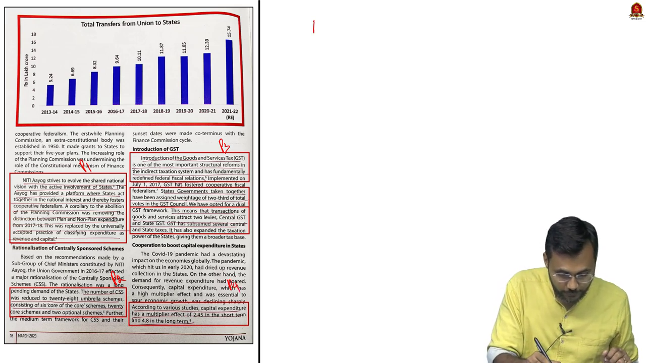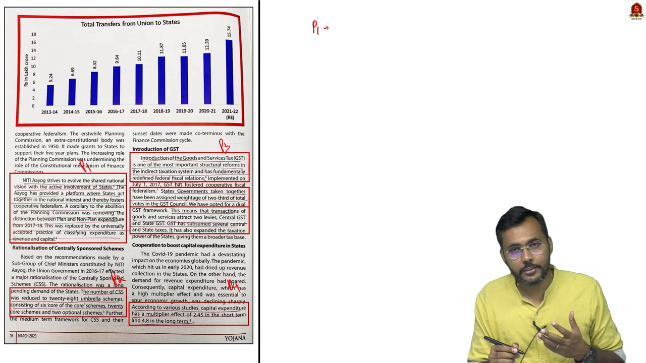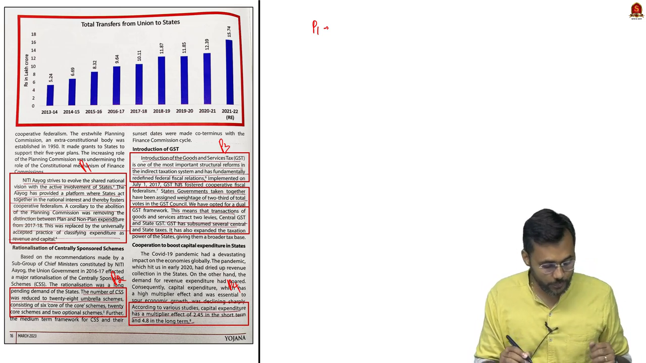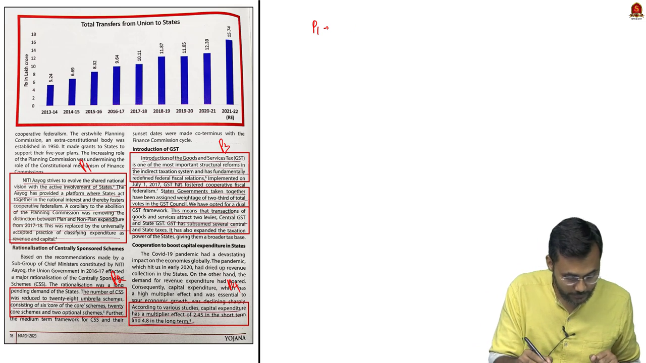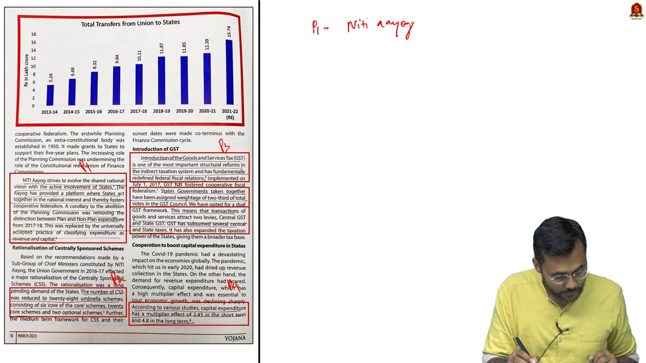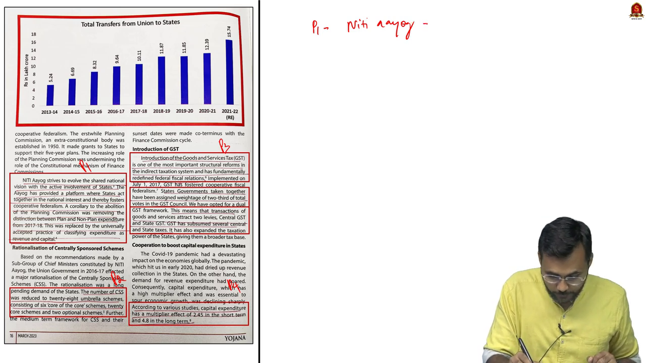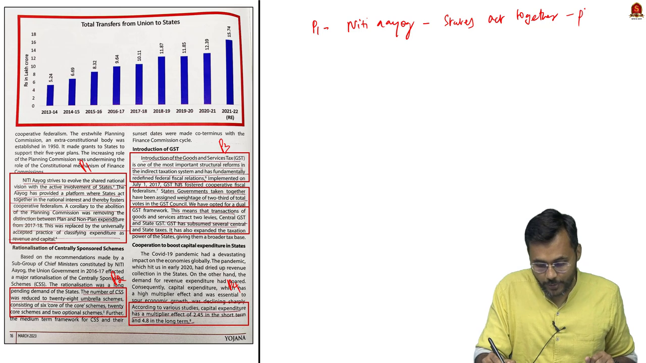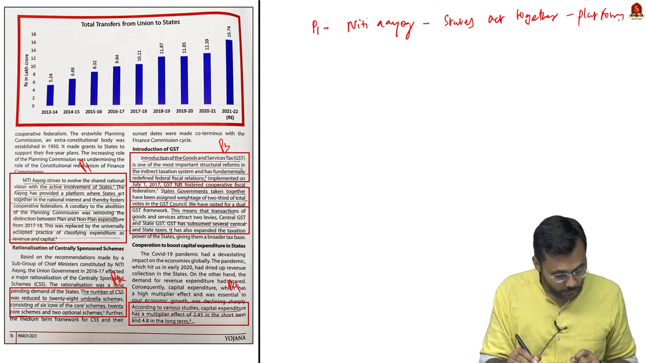So in paragraph 1, we already saw that fiscal decentralization is achieved through reworking the fiscal architecture. One is the Niti Aayog. Right now in India, they have created this Niti Aayog. Niti Aayog is a platform for states to act together. It is one such institution which acts as a platform for states to act together at the Union level.